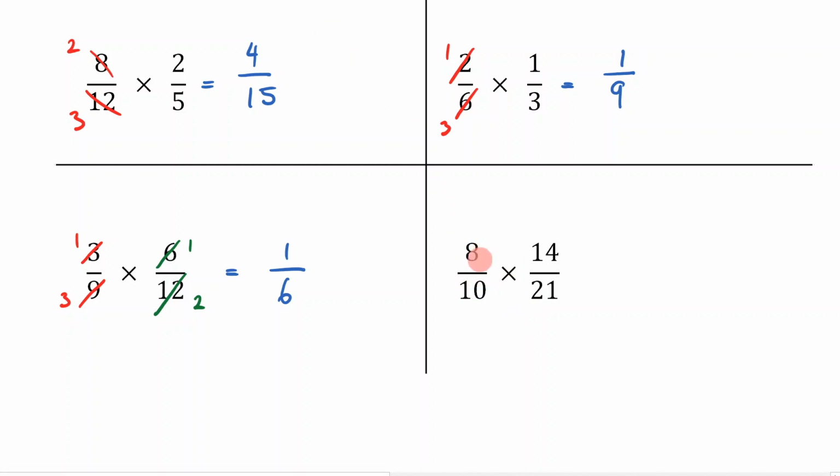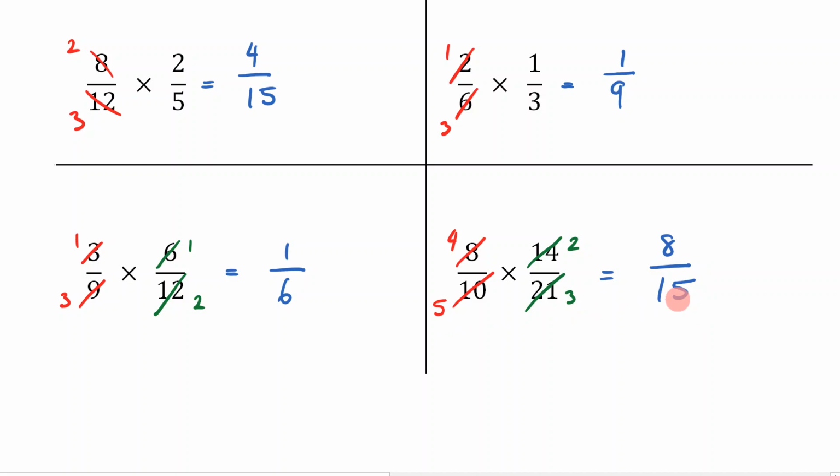Okay, so can I simplify 8 and 10? Absolutely, I can. 8 divided by 2 is 4. 10 divided by 2 is 5. And then we come to our next one over here. We have 14 and 21. So I'm simplifying like this. Both of those are divisible by 7. So I look at these and I think of my 7 times tables. So 14 divided by 7 is 2. 21 divided by 7 is 3. So that means my answer will be 4 times 2 is 8. 5 times 3 is 15.